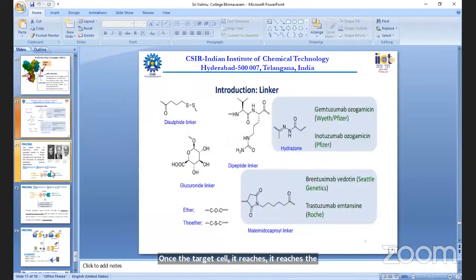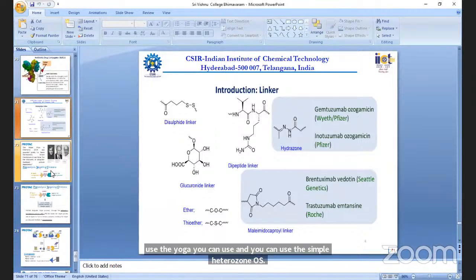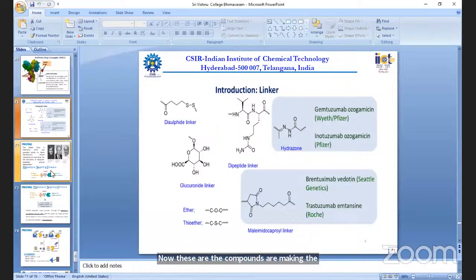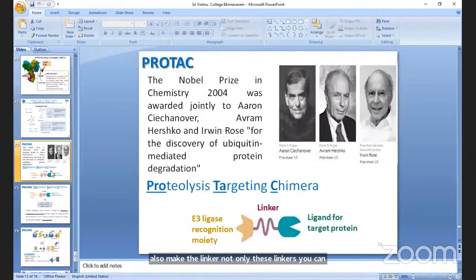These are the linkers you can use. There is a linker for the disulfide, a linker for the dipeptide, a linker for the glucuronide, and you can use ether, thioether, and the simple hydrazone also. These compounds are being made by Pfizer, Seattle Genetics, and Roche companies. They are all making these linkers. Not only these linkers, you can also make the linker. And PROTAC. What is the PROTAC?